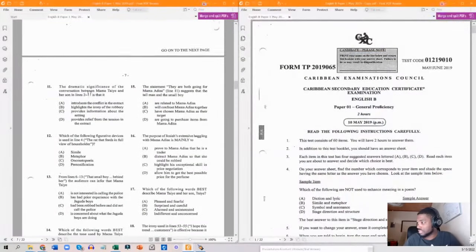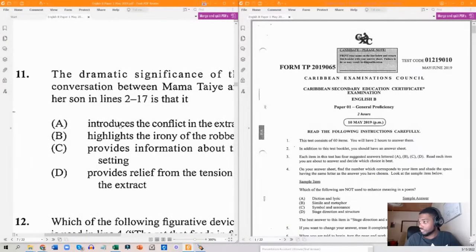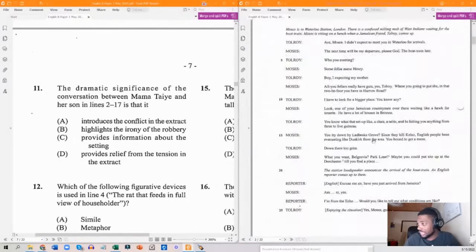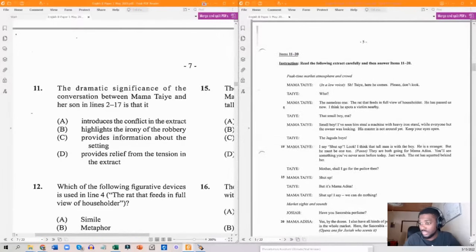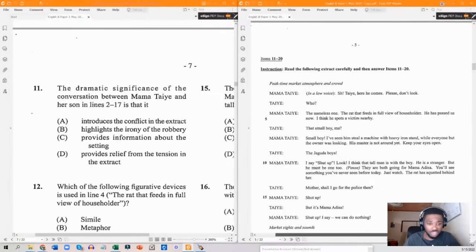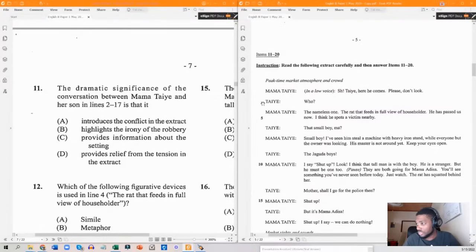All right, so here is the question. Number 11, the dramatic significance of the conversations. And we're looking at lines 2 to 17 of the second passage. Lines 2 to 17. So I have the questions on the left and the passage on the right. This way we'll be able to see everything at once. Lines 2 to 17. So basically from here down to here. What is the dramatic significance?